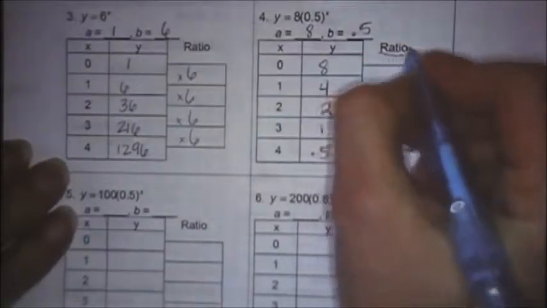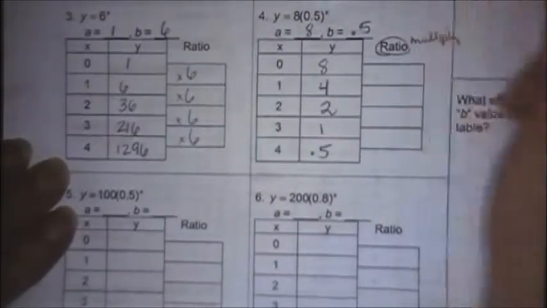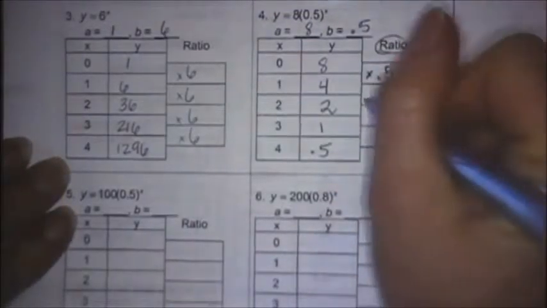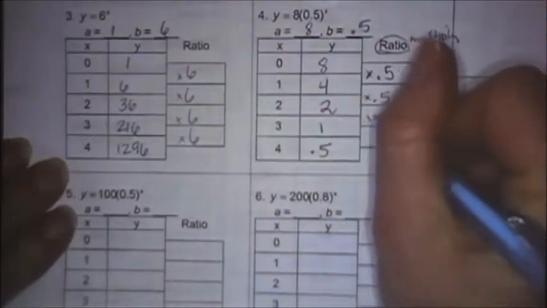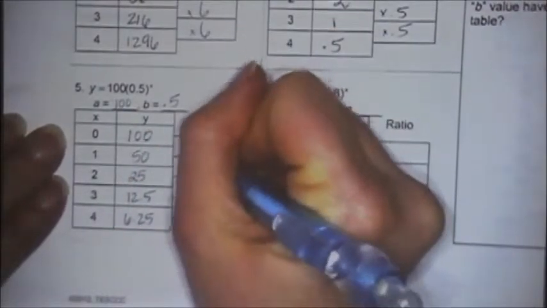But when they say ratio, that means multiply. So instead of saying divide by 2, I'm going to say multiply by half or multiply by 0.5. You guys know I prefer fractions, but they used a 0.5 in the original problem, so I'm going to use a 0.5. And I think you're probably starting to see the pattern at this point. Fill in my a and b, plug it in your calculator, and this time my ratio is 0.5.